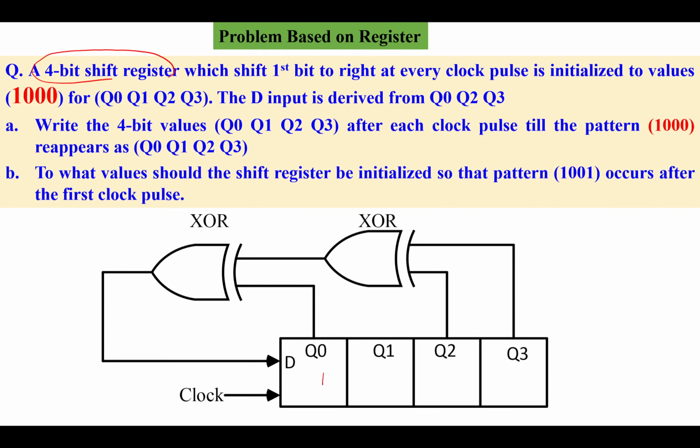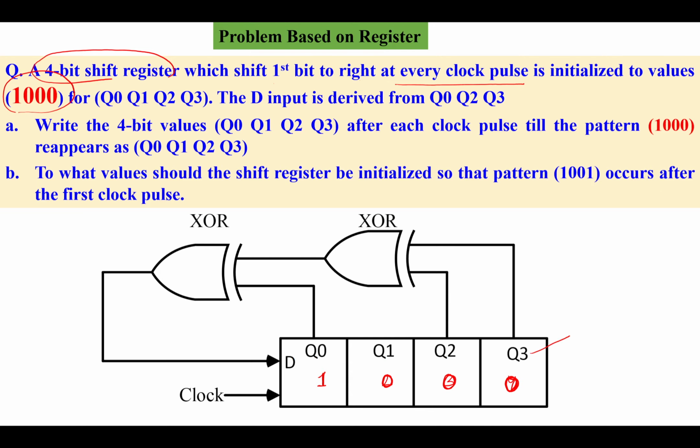This is one flip-flop, this is another, this is the third, and this is the fourth. Now the question is to shift the bit on the right on every clock pulse. Initially all the data is stored here. So what is the data here? 1000. This data is already stored in all the flip-flops.